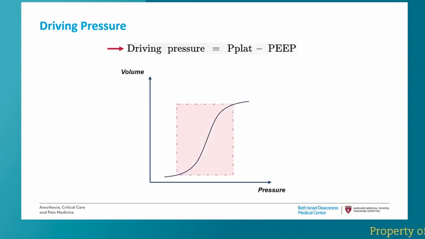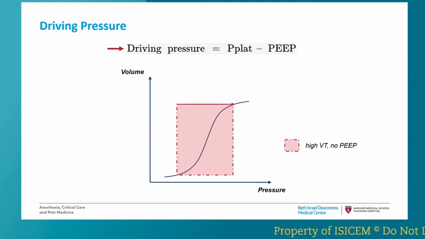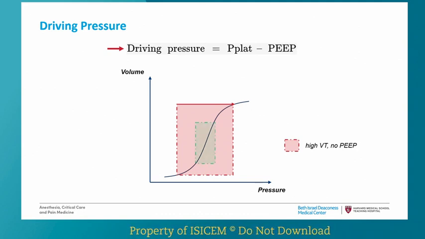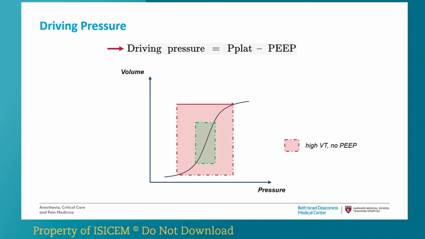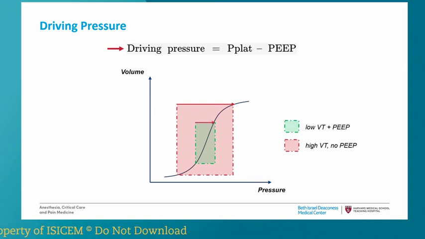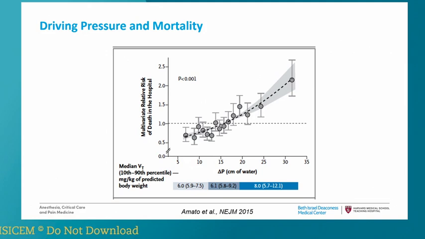So how does that look on a P to F curve? So this is a high tidal volume, no PEEP breath, and you can see the driving pressure, that red arrow on top is high. If we target our driving pressure, we're looking at a higher PEEP at lower tidal volume, and that will reduce it. And we know that reduction in driving pressure is associated with improved mortality from the original paper.